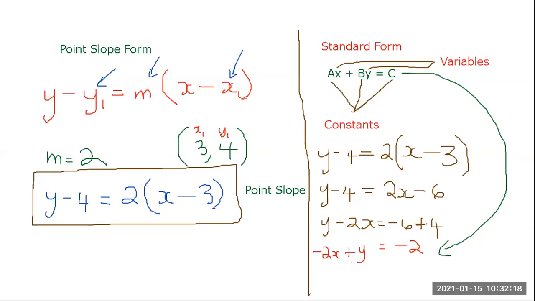If I wanted all this to be positive, the opposite, if I times everything by -1, just so that it looks prettier, this becomes positive 2x, this becomes minus y, and this becomes 2. Do we see that? If I times everything right here by -1, this is what I'll end up getting. I can do that. It's just that I have to times all of them by the same term. So I did times it by -1. So now I have my standard form.